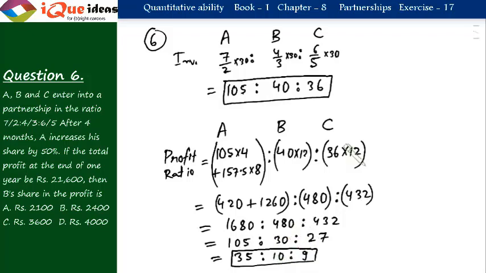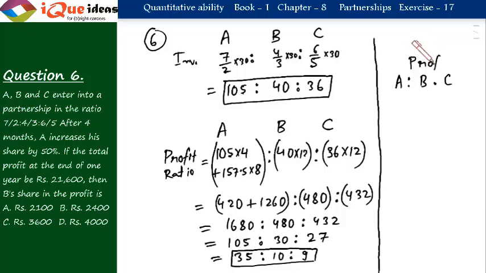Okay. Now, this is the profit ratio. Now the question says then B's share in the profit. Right. So we already have the profit ratio as A is to B is to C. We have calculated now it to be equal to 35 is to 10 is to 9, and the total profit is 21,600 rupees.